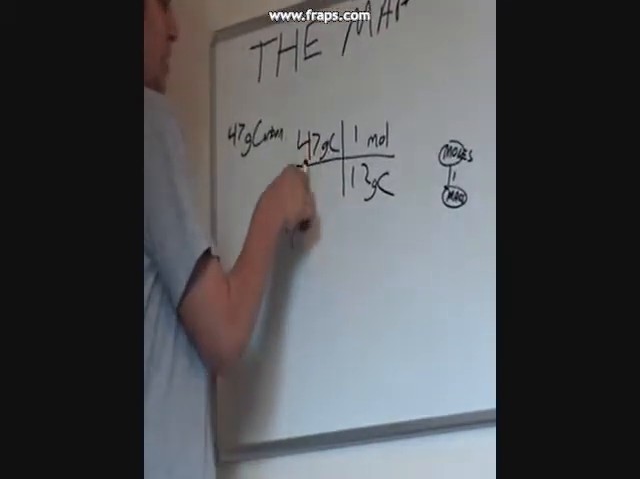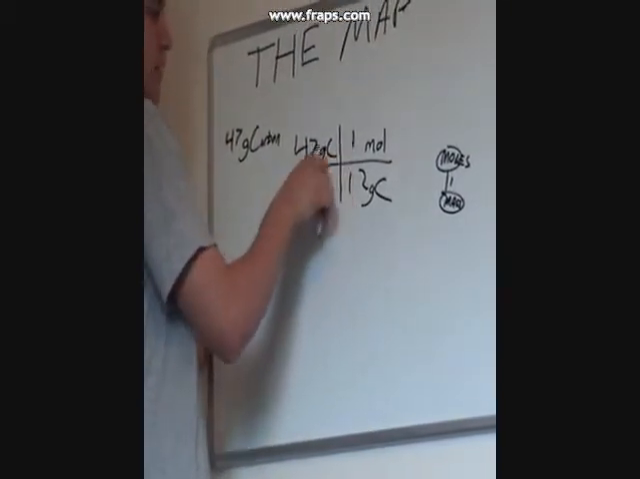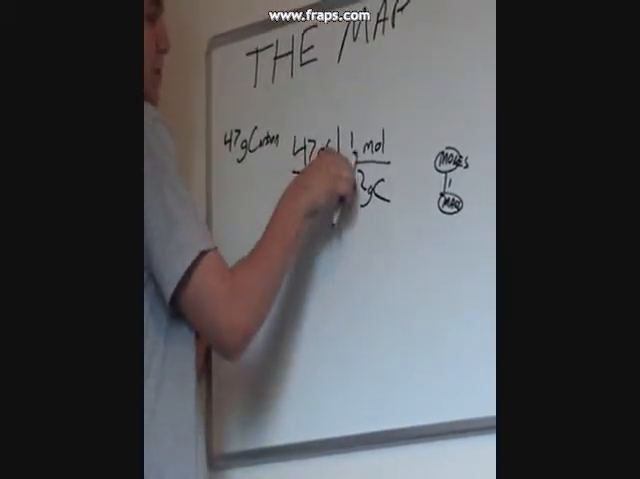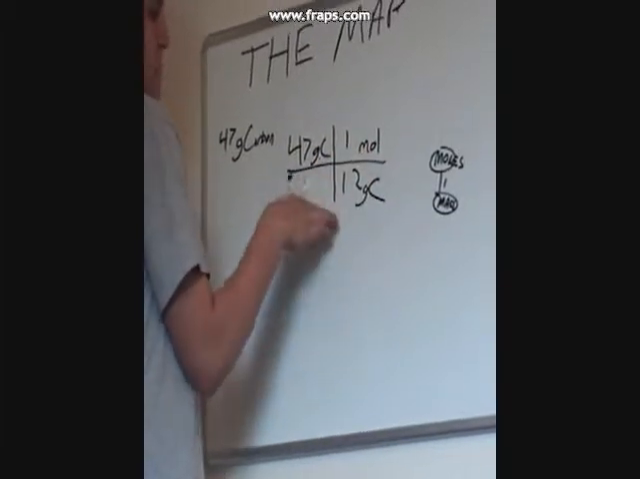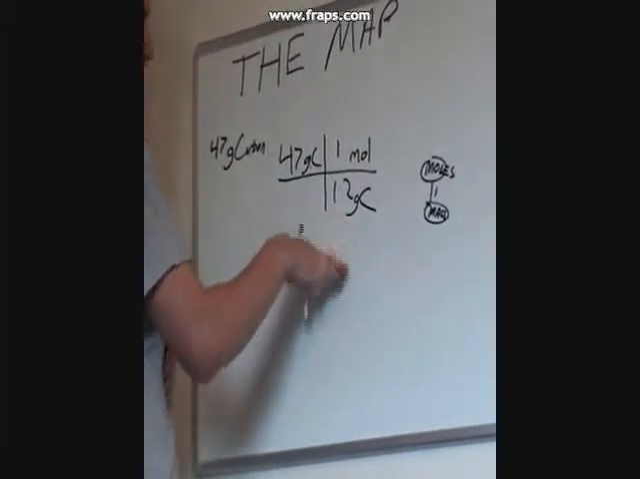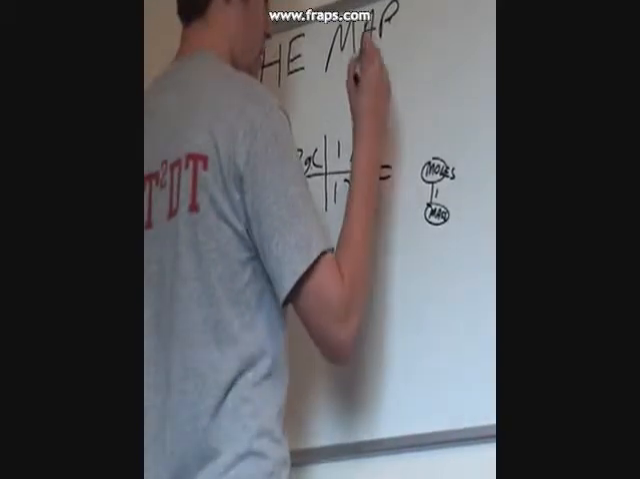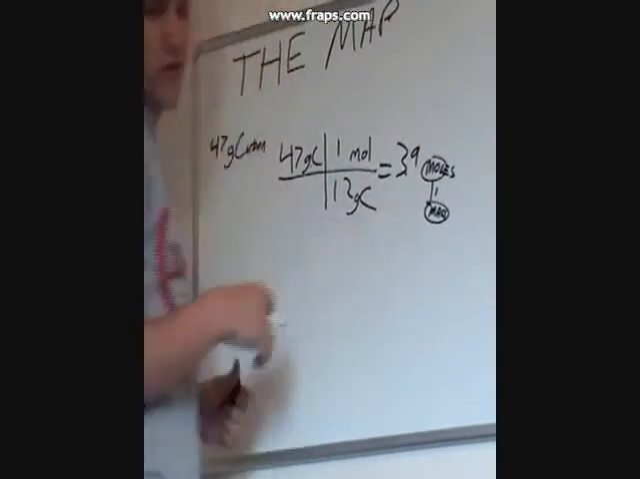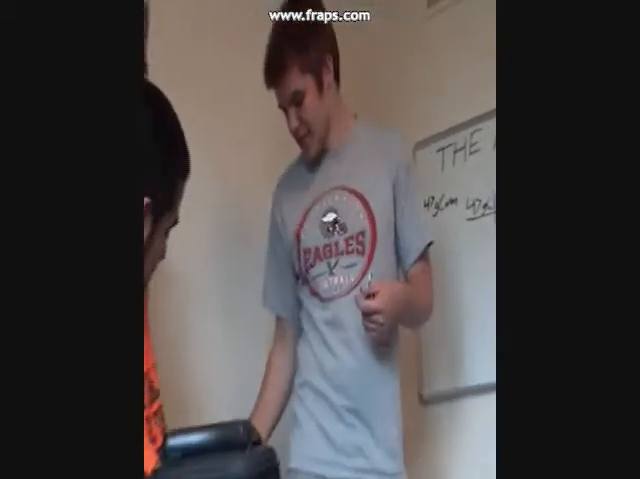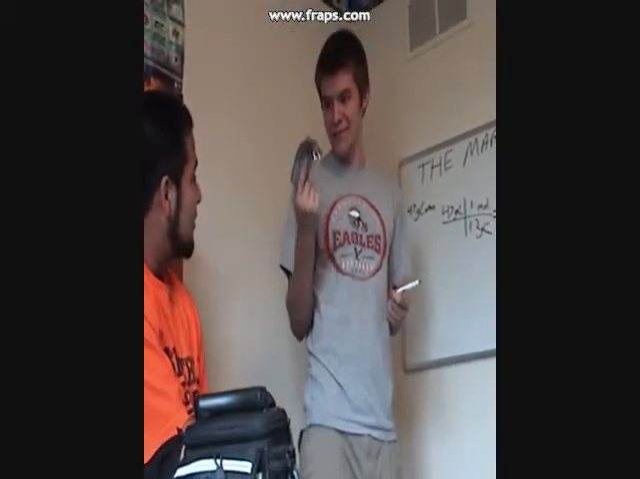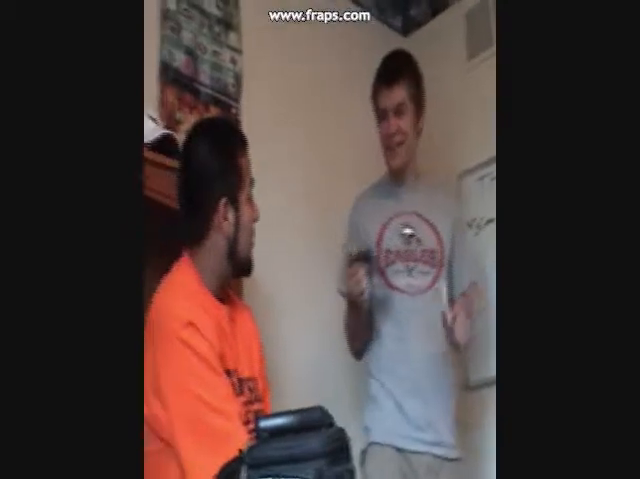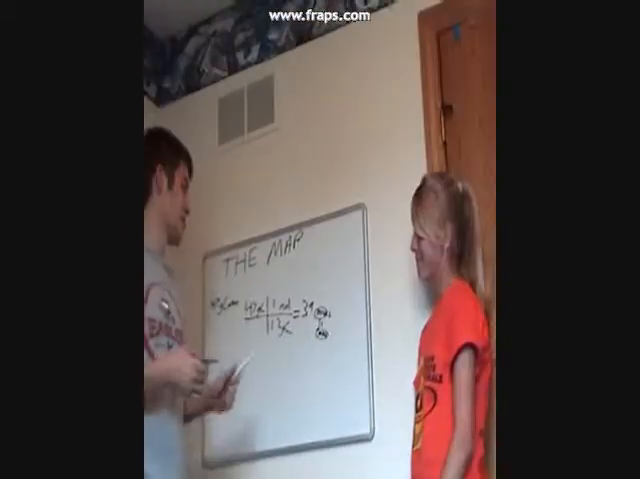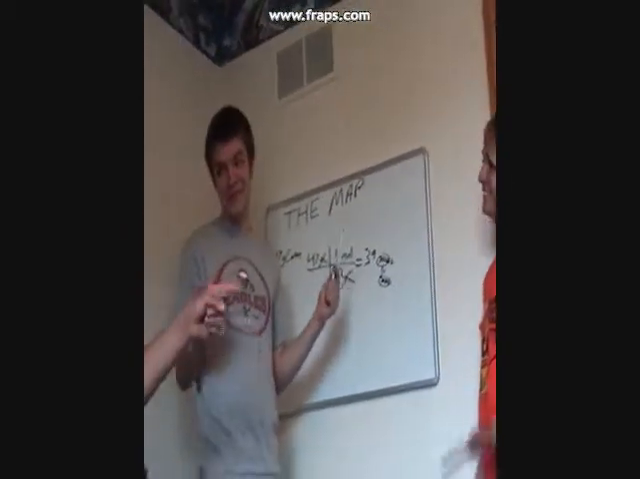So you multiply the top across, divide it, which is 47 times 1, which gives you 47, divided by the bottom across, which is 12 by itself, and that's about 3.9. So Joe, in this thing right here, you have about 3.9 moles of carbon. There you go. Don't forget your units. Oh, yes, you're in moles.